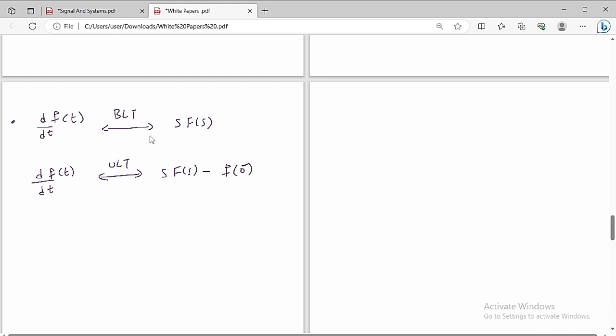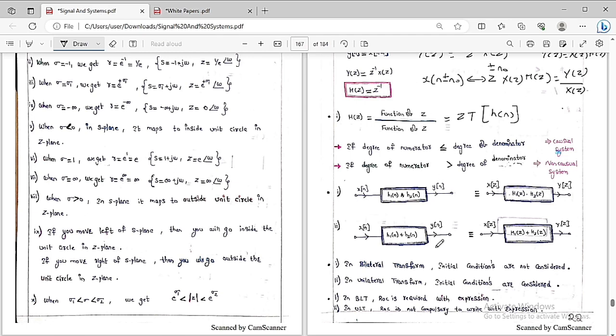So let's remember: the bilateral transform is the integration from t equal to minus infinity to plus infinity, or sigma from n equal to minus infinity to plus infinity. In the case of bilateral transform, initial conditions are not needed. But in the case of unilateral transform, initial conditions are considered because we are doing the integration from t equal to 0 to plus infinity, or sigma n equal to 0 to plus infinity. These things you always have to keep in mind.